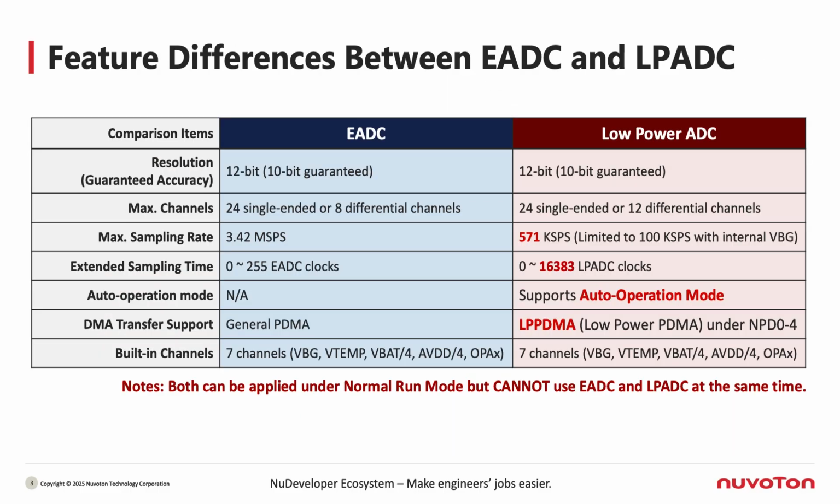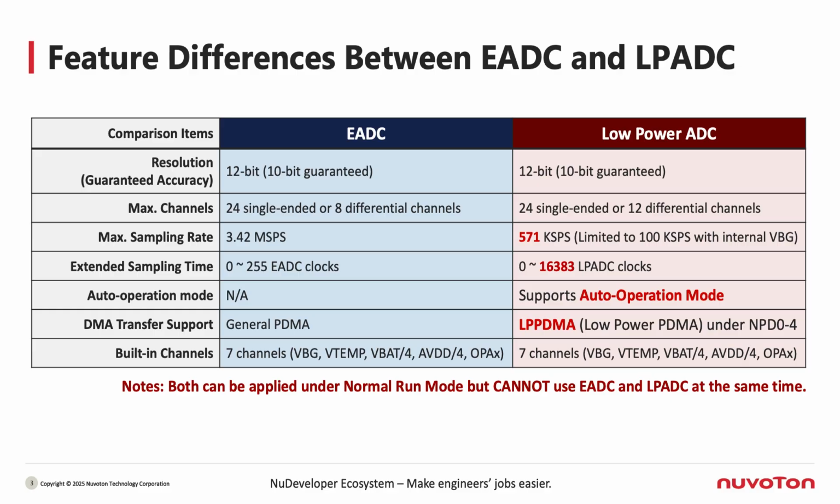Before diving into the low power ADC, let's understand the differences between low power ADC and EADC. In the M2L31 series, the low power ADC and EADC share the same analog circuitry, which means they cannot operate simultaneously. You must choose one or the other in your design. The main differences lie in the maximum sampling rate and the auto operation mode.